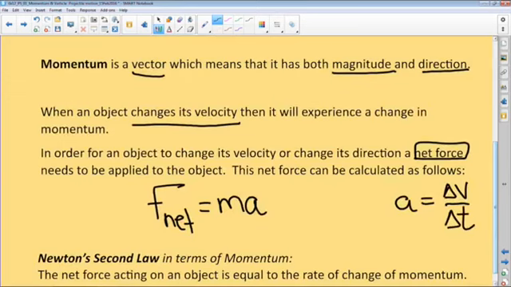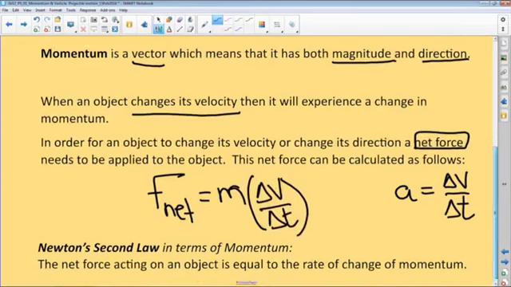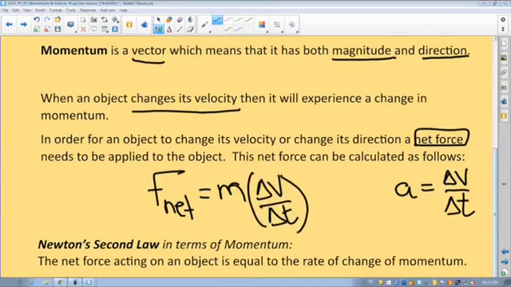So if I put change in velocity instead of a into my equation, I'm going to take that a away, and over here I'm going to put change in velocity over change in time. I've developed a new equation, and this gets me to Newton's second law in terms of momentum.